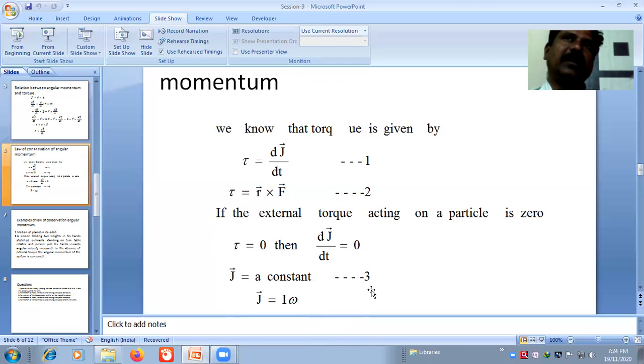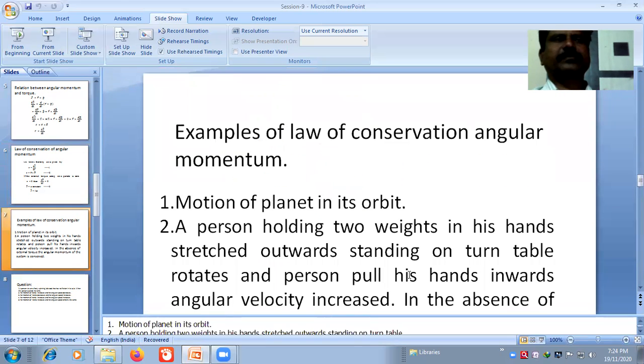But in linear momentum, in the absence of external force acting on a system, the total linear momentum of the system remains constant. Here, in the absence of external torque acting on the particle, the total angular momentum of the system remains constant. Okay, it is conserved.